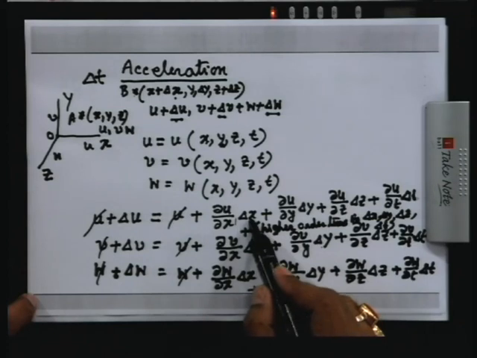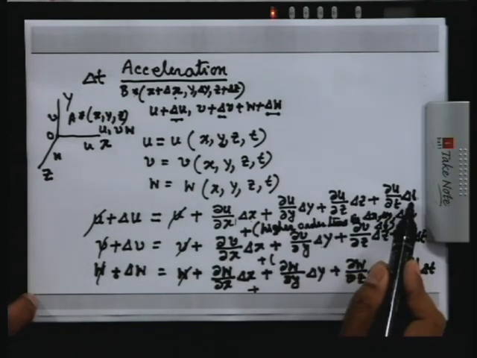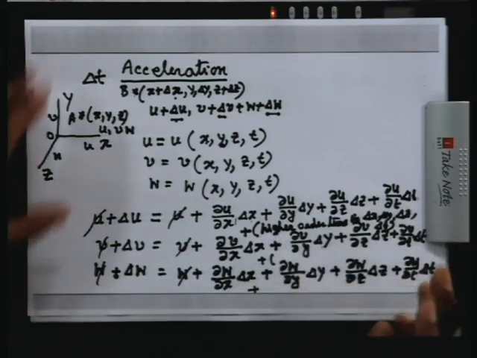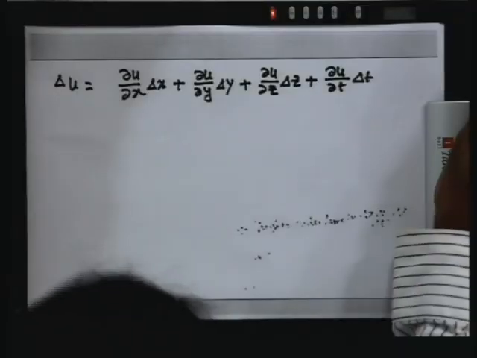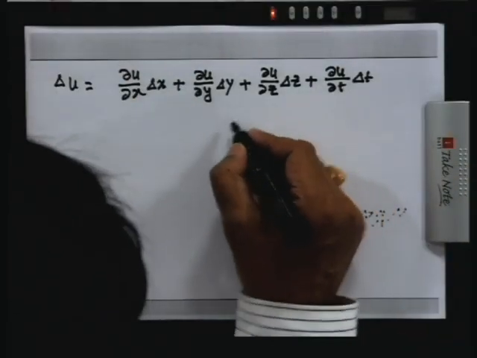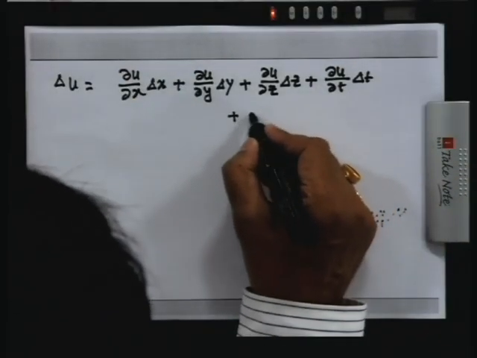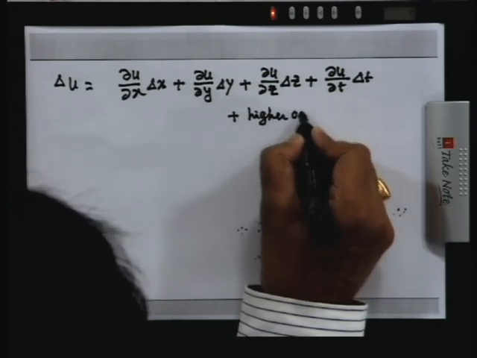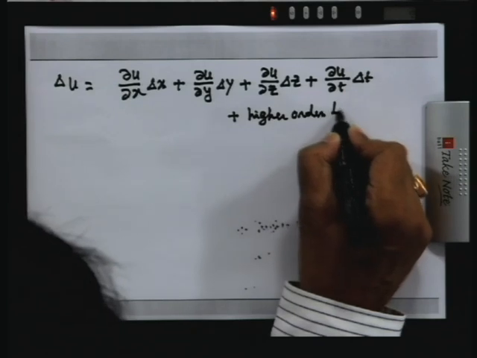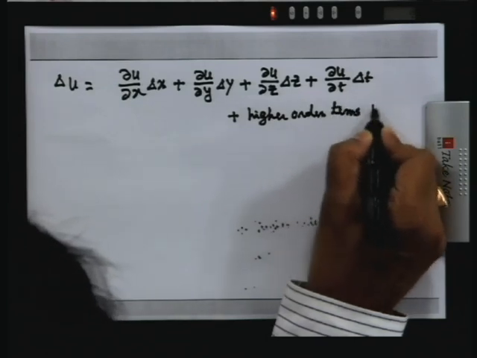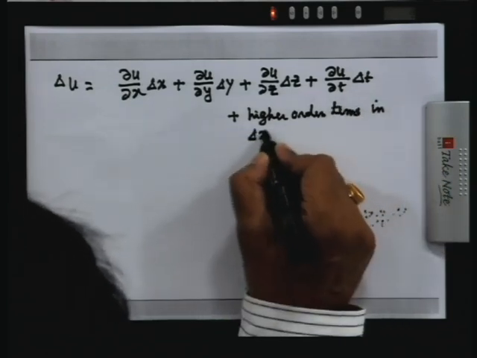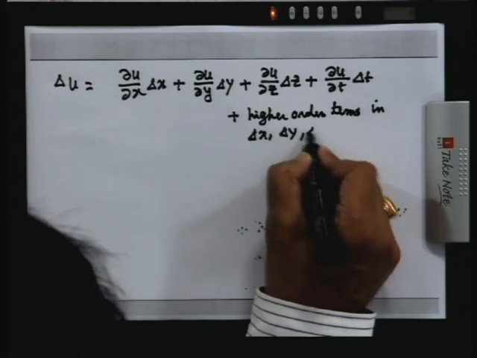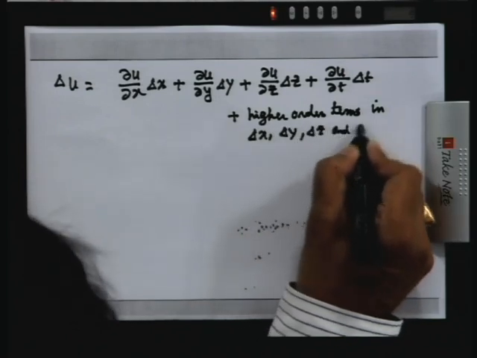That means del x square, del y square, del z square, del x cube, del y cube, del z cube, del t square, del t cube, all higher order terms will come. So, therefore, here also we can write this plus the higher order terms in del x, del y, del z and delta t.